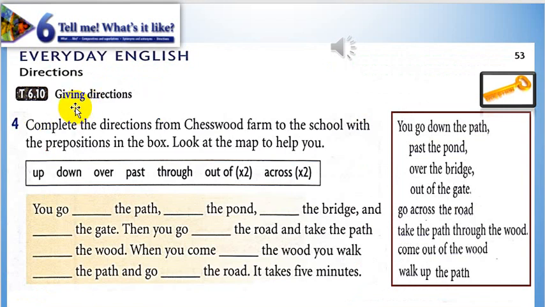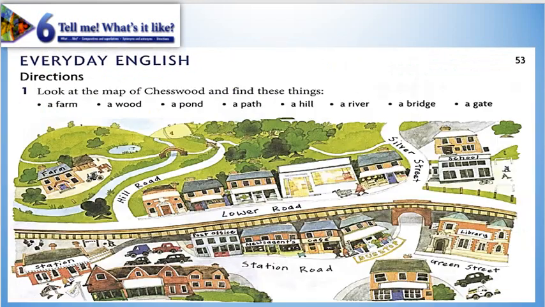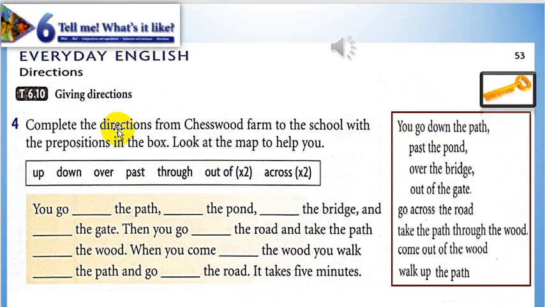Now we have tape script 6.10 giving directions. Okay, number 4 on page 53, complete the directions from Chesswood Farm, the drawing we saw earlier. Complete the direction from Chesswood Farm to the school with the prepositions in the box. Look at the map to help you. The prepositions are in the box. We use them to complete this text. You go. Here is the solution. I wrote it down for you now, and we can also hear it here. Now, we know the question: complete the directions using these prepositions in the box.